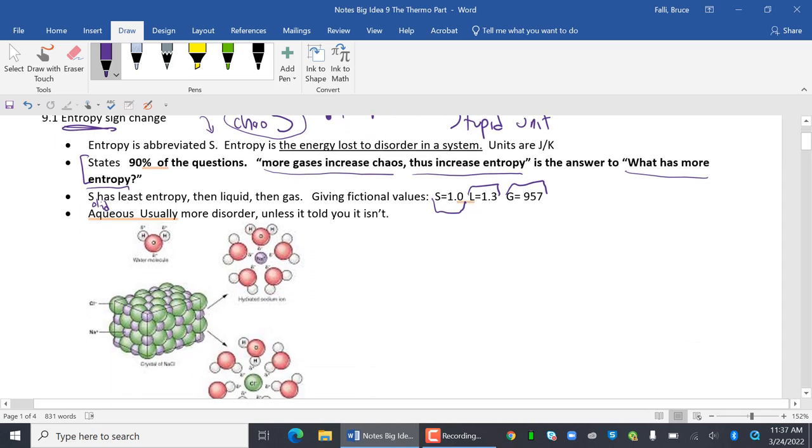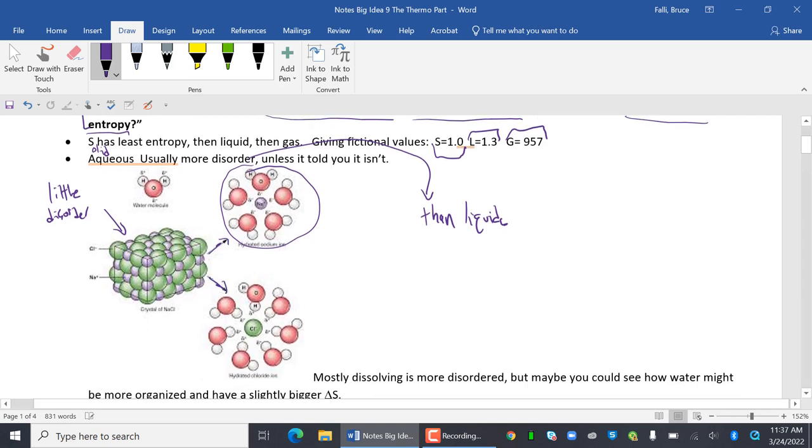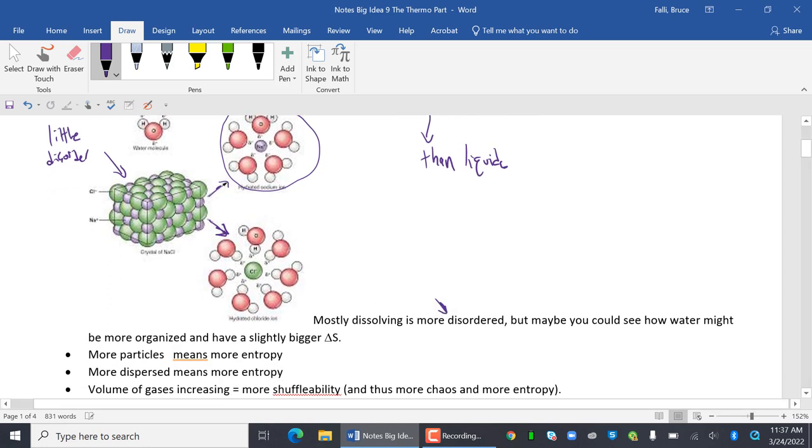Aqueous solutions usually have more disorder than liquids. And that's a usually, unless it told you it isn't. So here's a water molecule, and here's an ionic compound. My ionic compound here is pretty organized. That is not much chaos, little disorder. But when I set this up right here, do you see how this looks a little more messy than this guy, and a little more messy than this guy. But you can also see how this is a neat repeating pattern where the water molecules are arranged in it. So mostly dissolving is more disordered. But maybe you could see how water might be more organized and have a slightly bigger delta S.